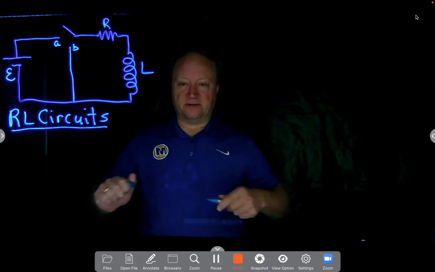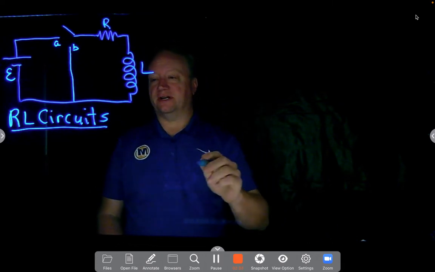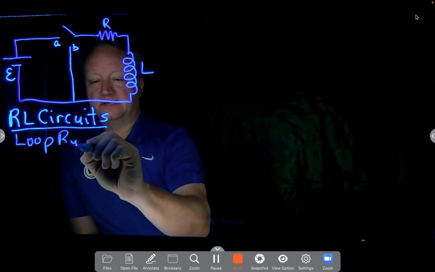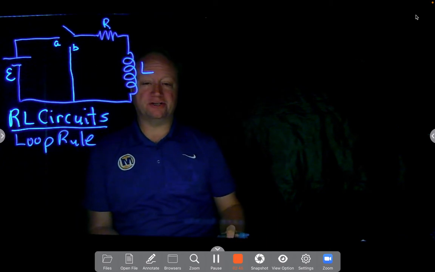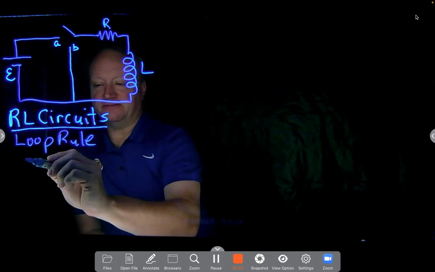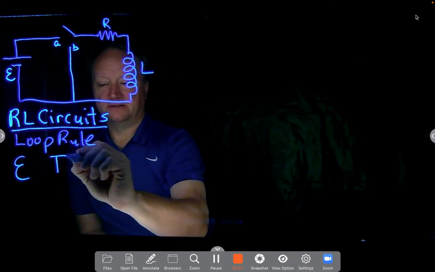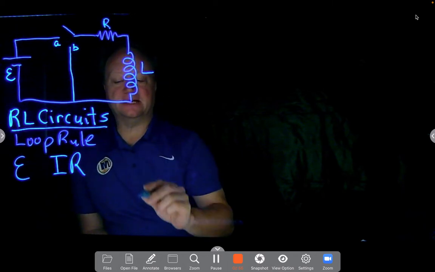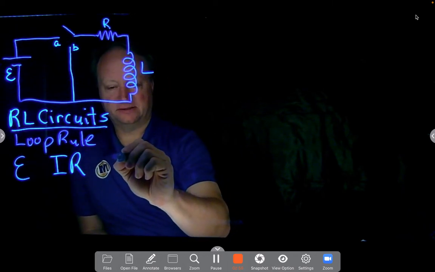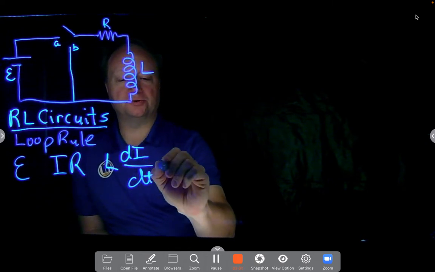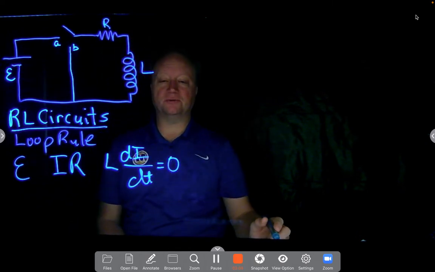Now back to the actual circuit. So if we analyze this, we're going to analyze this with the loop rule. So looking at the change in voltage across each of the elements, the EMF, the resistor, and then the inductor, we know the total change around the circuit is going to be equal to 0.